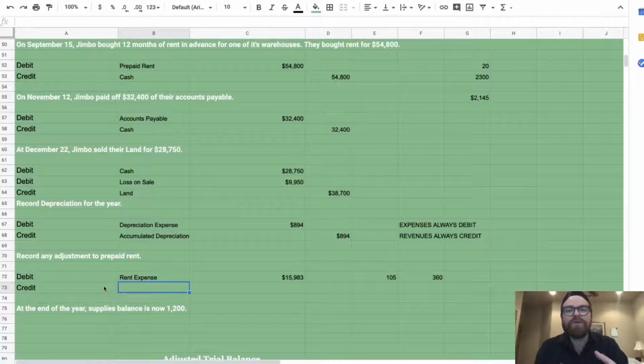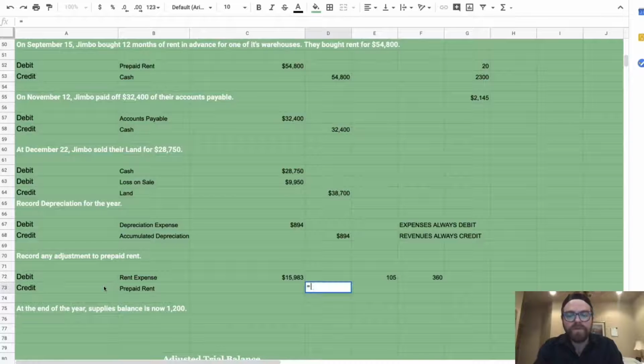So since we had prepaid rent, we prepaid that account. Prepaid rent's going to go down for what we used up. So we're going to credit here prepaid rent because it's basically going down. Equals this number.